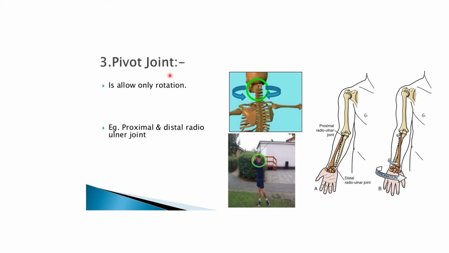Now moving on to the third type of joint, which is pivot joint. It allows only rotation. So for example, the proximal and distal radioulnar joint, which allows only rotation, and the second one is the joint of the neck, which allows rotation of the head towards the left and right side.